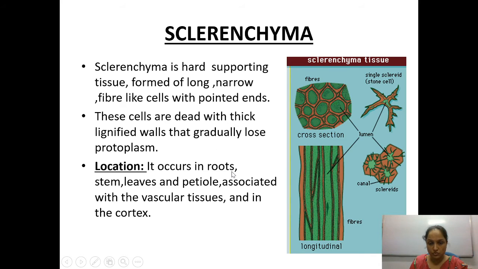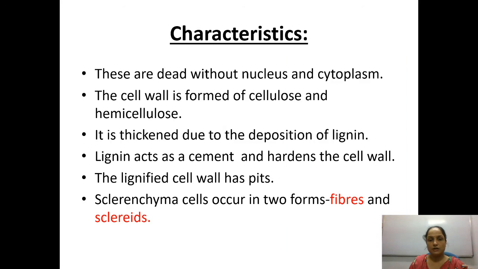Location. It occurs in the roots. It is present in the roots, stem, leaves and petiole. Okay, petiole is basically the stalk-like structure present in the flower also. It is associated with the vascular tissue, that is, it is also found in xylem and phloem, and also present in the cortex. Characteristic: these are dead, so they don't require any nucleus and cytoplasm, so it is absent. The cell wall is formed of cellulose and hemicellulose. The cell wall in this is made of cellulose and hemicellulose.